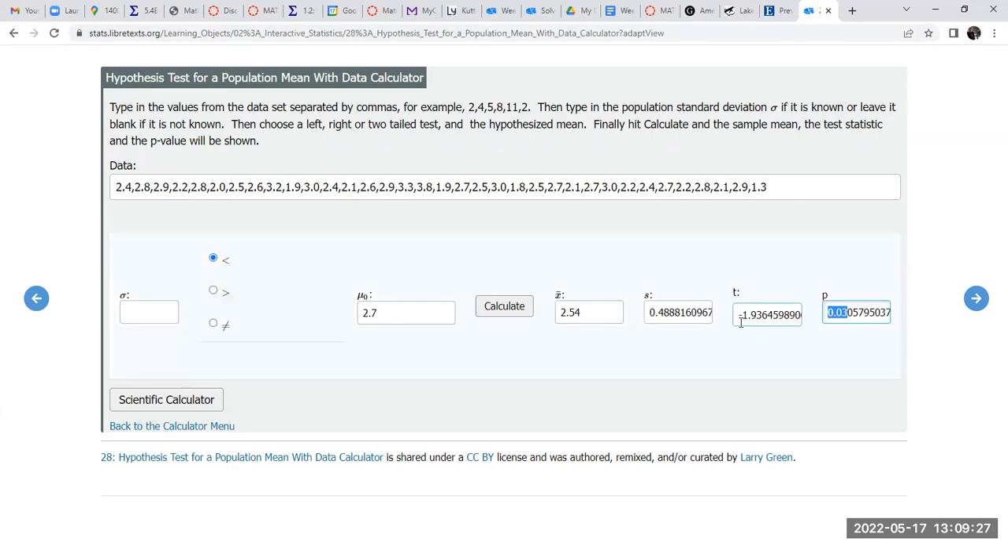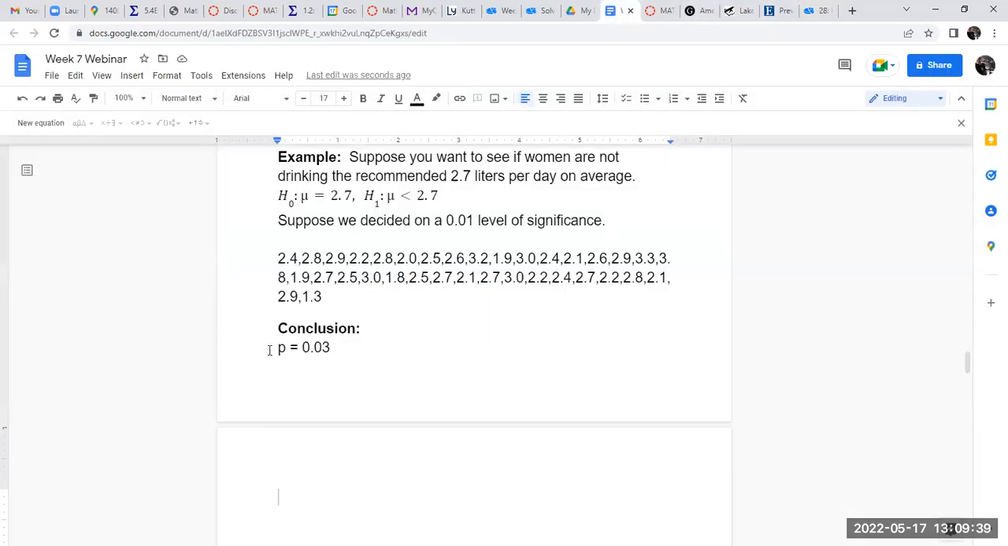So we got it. We can see negative 1.9, it's close to an outlier, but not quite there yet. Do you see that? Yeah. Okay. So we have a p-value of 0.03. By the way, if we're using a 0.01 level of significance, we can say that is greater than 0.01.